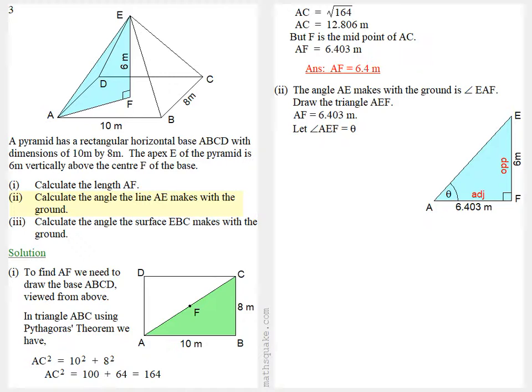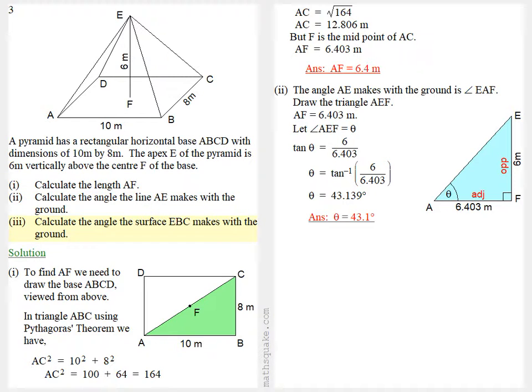Now we know the tangent of an angle is the opposite over the adjacent, and so tangent of theta is equal to 6 over 6.403. Now if we take the inverse tan of both sides, we get theta is the inverse tangent of 6 over 6.403, which means theta is equal to 43.139 degrees. Now if we round that off to one decimal place, we get theta is equal to 43.1 degrees.